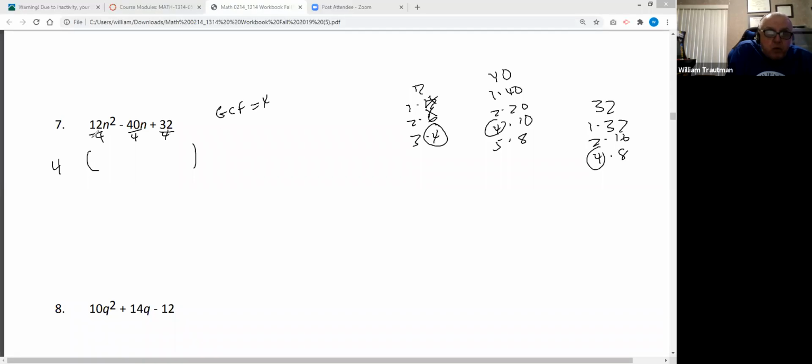GCF equals 4. And we get 3n squared minus 10n plus 8. 32 divided by 4 is 8.